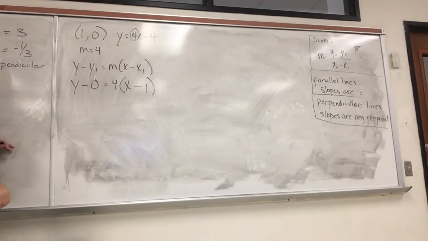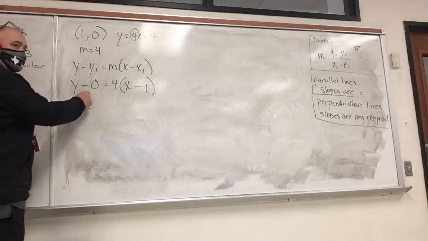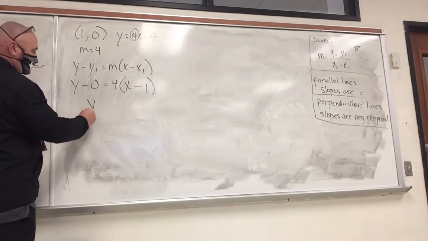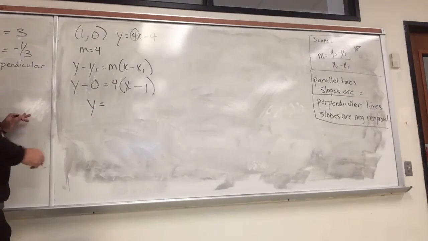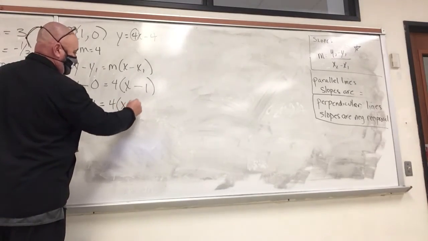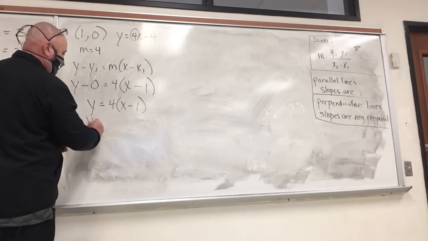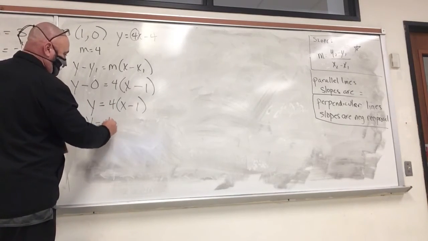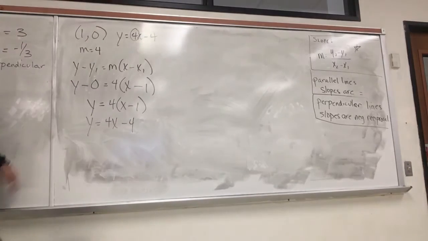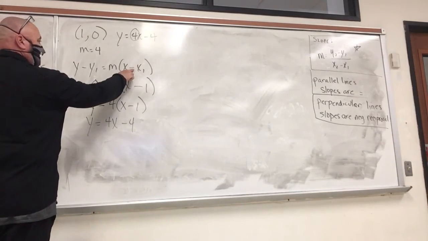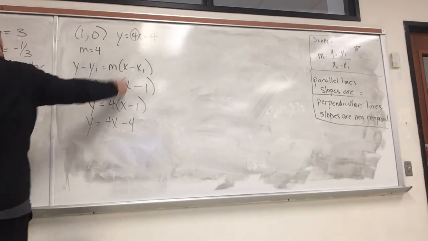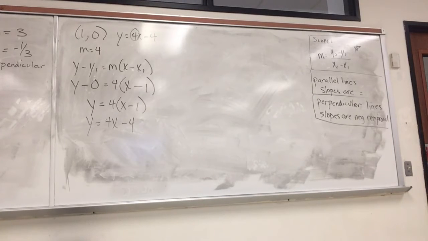All right. Do you have to write down 0? No. So guess what? That just becomes y equals 4 times x minus 1. Now I'm going to distribute. y equals, what's 4 times x? 4x. 4x minus 4. That's my equation. Why is it minus? Because this is minus right there. See? He's dropping it down. That's exactly right. Good job, Ashton.